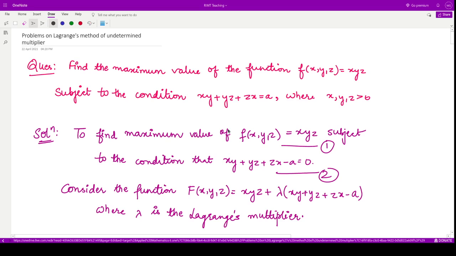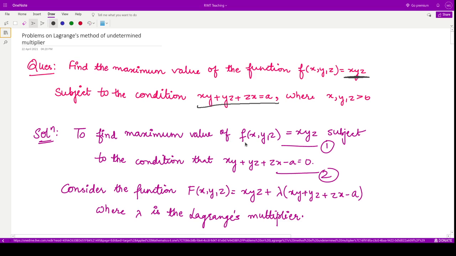Okay, so we see more problems on the Lagrange's method of undetermined multipliers. The first question that we see over here is, we have to find the maximum value of the function xyz subject to the condition xy plus yz plus zx is equal to a, where x, y, z is greater than 0. So this is the given function whose maximum is to be found, and the given condition which relates the variables x, y, z together, that is this one.